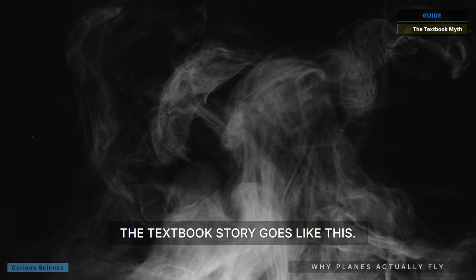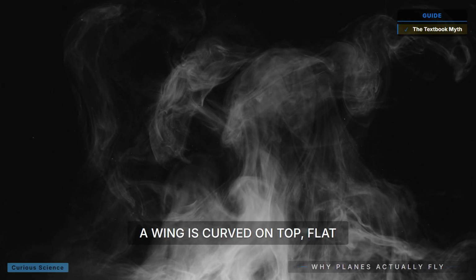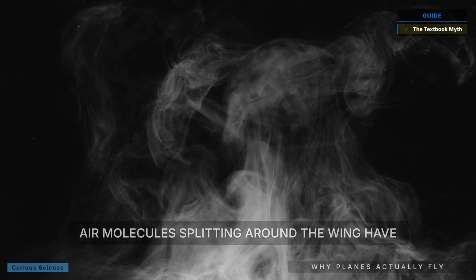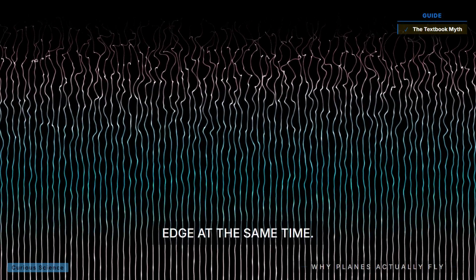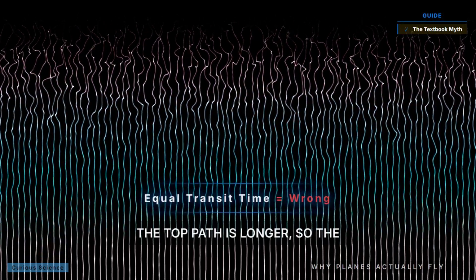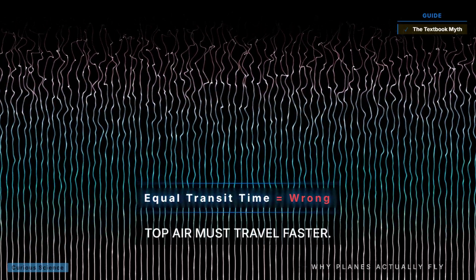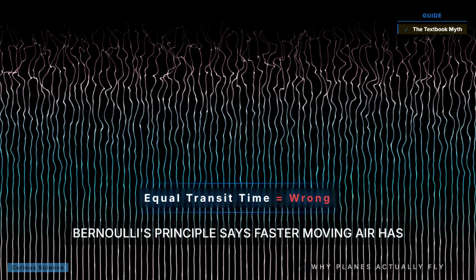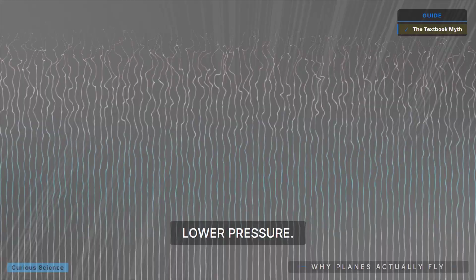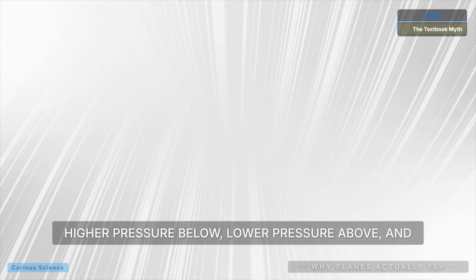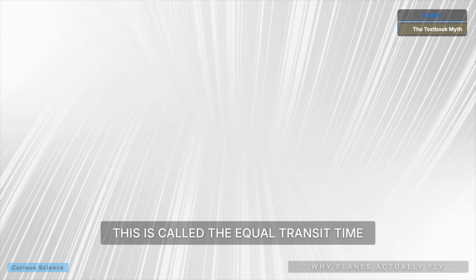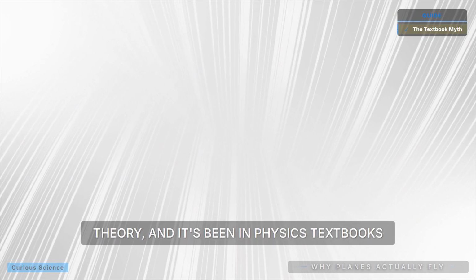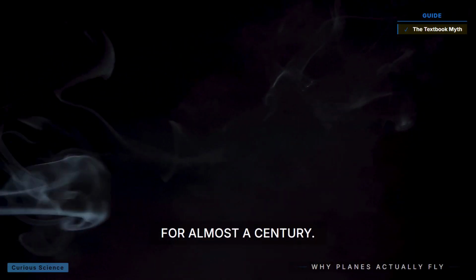The textbook story goes like this. A wing is curved on top, flat on the bottom. Air molecules splitting around the wing have to meet up again at the trailing edge at the same time. The top path is longer, so the top air must travel faster. Bernoulli's principle says faster moving air has lower pressure. Higher pressure below, lower pressure above, and the wing gets pushed upward. This is called the equal transit time theory, and it's been in physics textbooks for almost a century.